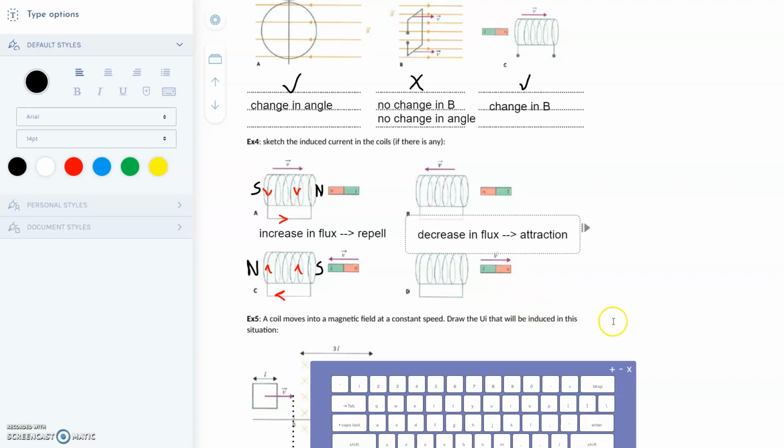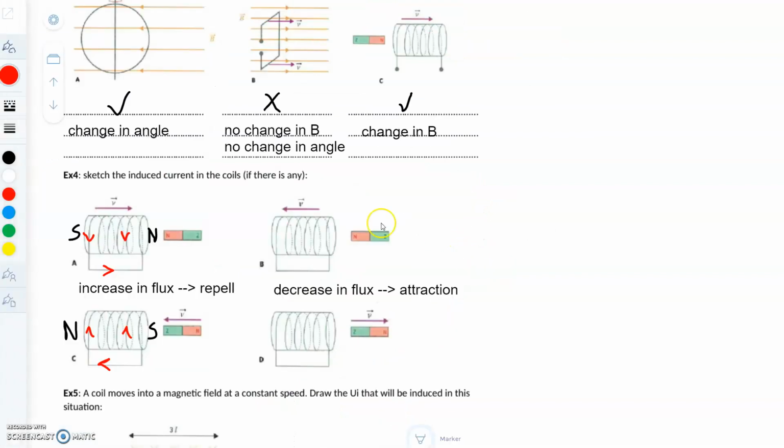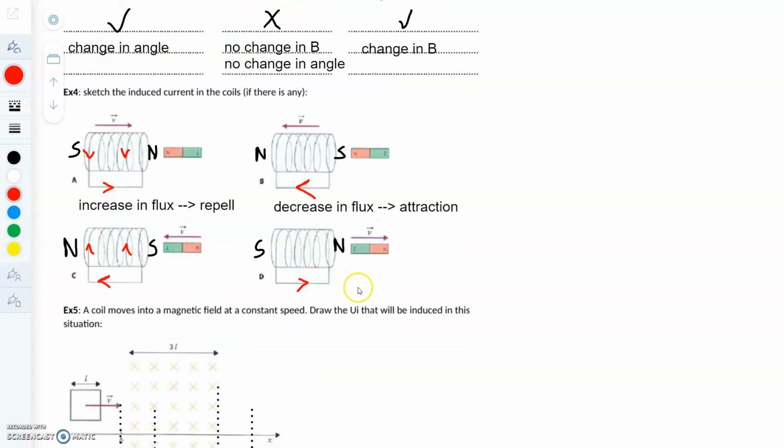And the technical way to remember this is that it would create a field that would cause an attraction in this case, meaning in situation B, the south pole would be on the right side of the coil, like this. And in situation D, it would be the opposite. It would try to create a north pole on this end and a south pole, of course, on the other. We've already drawn these out using our right-hand rule, and that would lead to these situations.